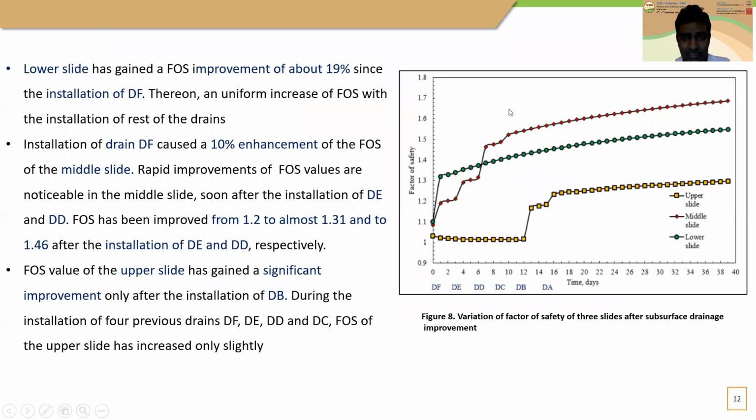So this slide summarizes the improvement, or the gain, of factor of safety in 3 slides. So we can see the factor of safety of the middle and the lower slides has improved rapidly with the installation of the first 2 to 3 drains, and the factor of safety of the upper slide has only started to improve with the installation of drain B.